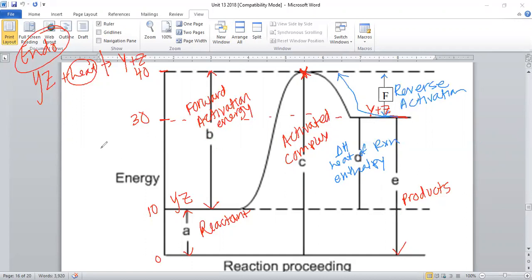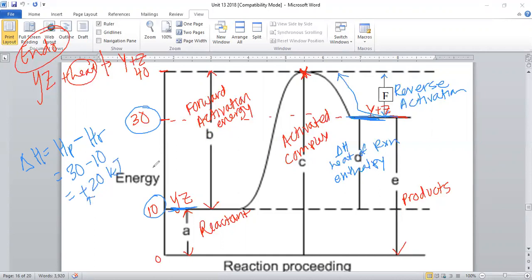Okay, so just as a reminder, delta H is equal to heat of product or energy of your product minus energy of your reactant or heat of reactant. So it's always the difference between your products and your reactants. Okay, so let's go over and calculate that out. So I'm looking over here, my products are 30, my reactants are 10, so I get a positive 20 kilojoules. That means I put in 20 kilojoules of heat. So a positive delta H is endothermic.